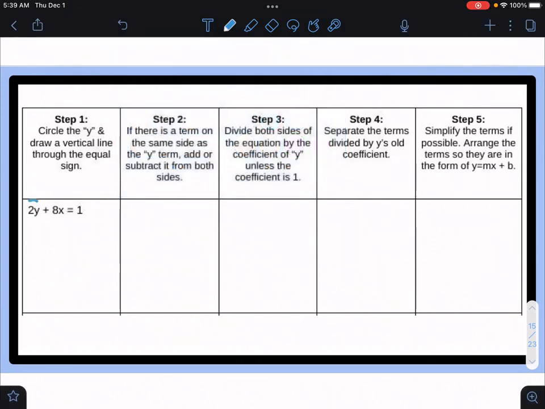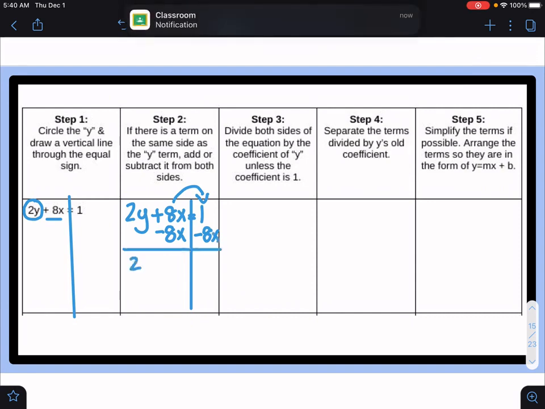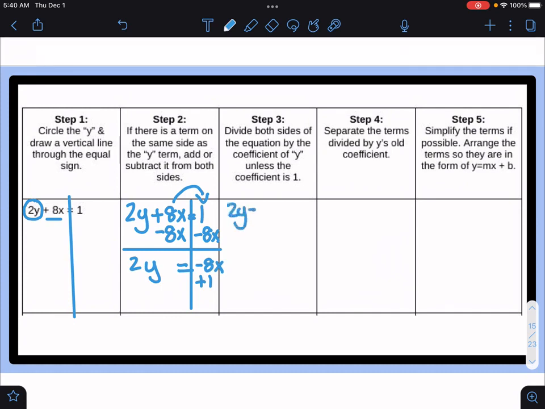Circle the y just so I'm aware of where my y is, and draw a line. Oh, I have something on the same side. This is on the same side, so I'm going to have to move it over. So to move this 8x to the other side, it's a positive 8x, so I'm going to have to subtract 8x. Subtract 8x. Then I get 2y equals. I want to write this in correct form, so I write the 8 first, 8x. That's a plus 1. So I'll have 2y equals negative 8x plus 1.